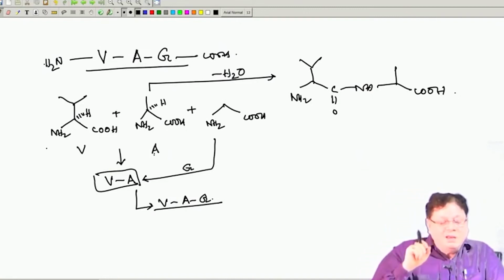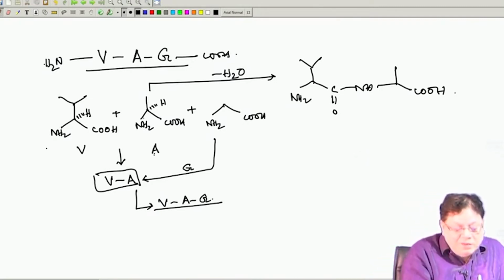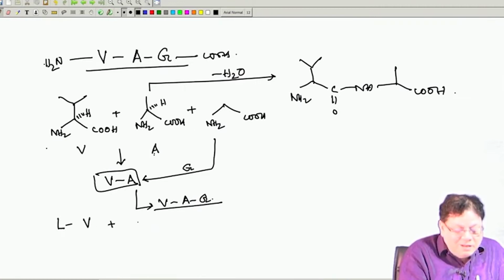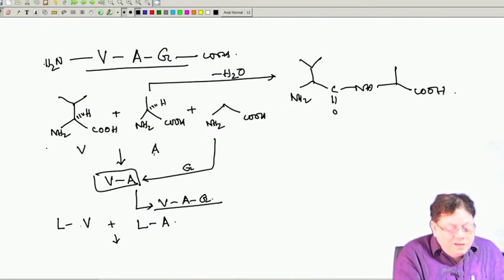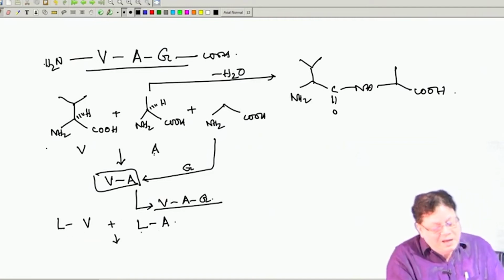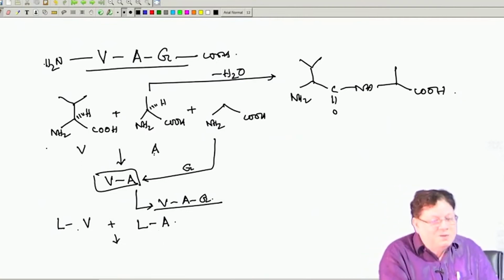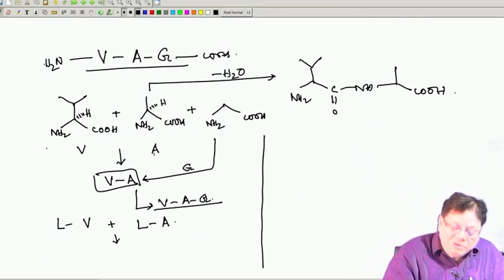That means whether there is any percentage of racemization or not, because if there is any racemization, then your number of peptides will increase. L configuration of V plus L configuration of alanine. And if these two are joined, and there is any racemization, L going to D, then you have a new peptide: L-configured V with a D-configured A, or vice versa, D-configured V with L-configured A, or D-configured V and D-configured A.